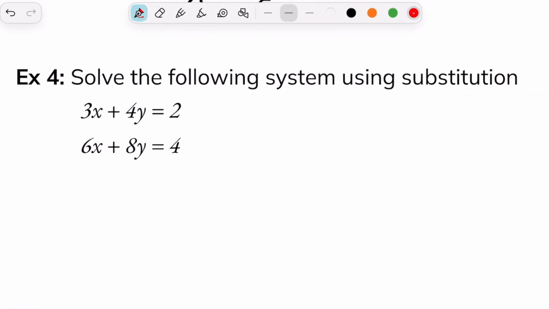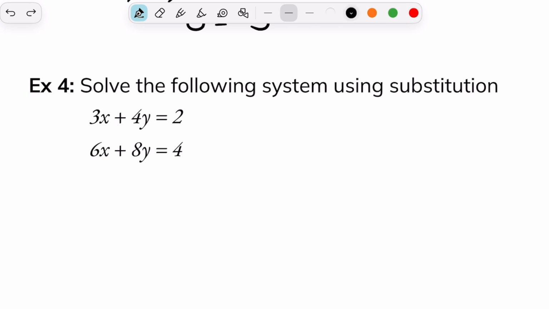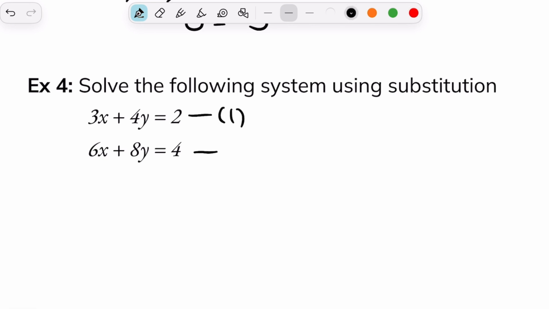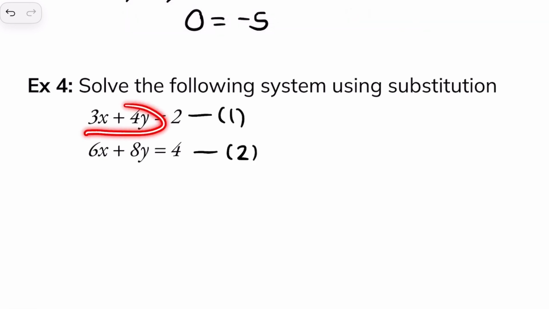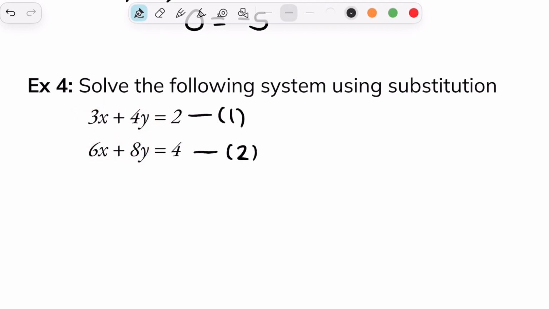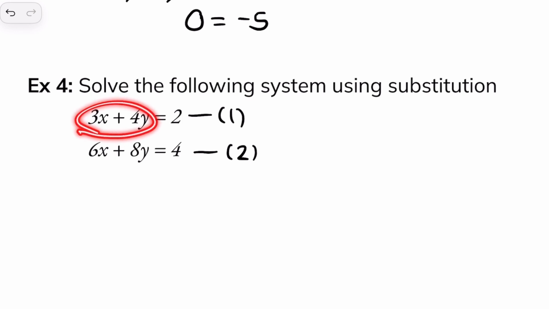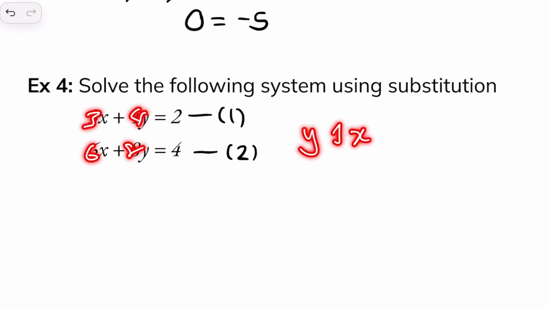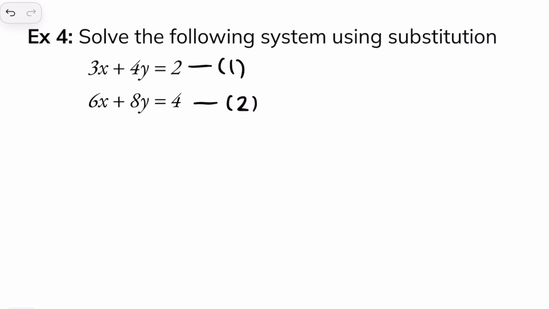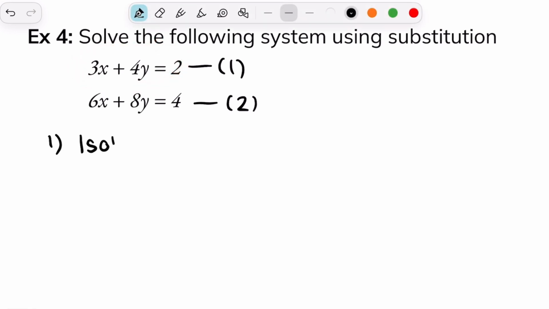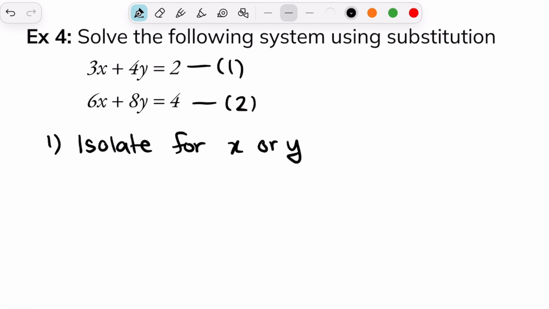Let's take a look at the last one. So this is the first equation. Let's call it the first equation. This is the second one. So 3x plus 4y is equal to 2. 6x plus 8y is equal to 4. So now looking at this, I don't think it's easier to solve for x or y in either, right? Because this has a 3, this has a 4, this has a 6, 8. Like none of them have 1 as their coefficient, right? We have numbers. So I'm just going to choose the first one. So what's our first step? Let me write this down. Isolate for x or y. So I'm going to choose equation 1.